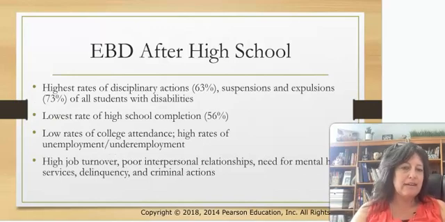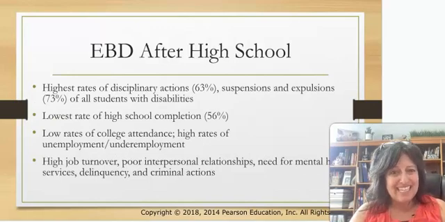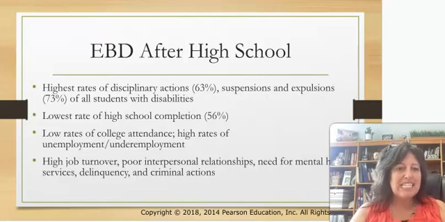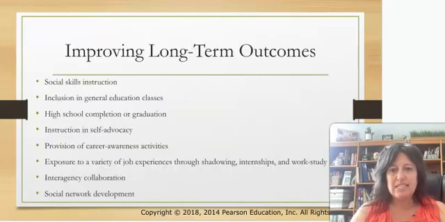So what about these kids after high school? These students are going to have the highest rate of disciplinary actions. 63% of suspensions and expulsions are going to be these students, and 73% of all students with disabilities are going to have suspensions and expulsions. The lowest rate of high school completion at only 56%. These students are also going to have the lowest rates of college attendance, high rates of unemployment and underemployment, and high job turnover, poor interpersonal relationships, need for mental health services, delinquency, criminal actions, all of these things.